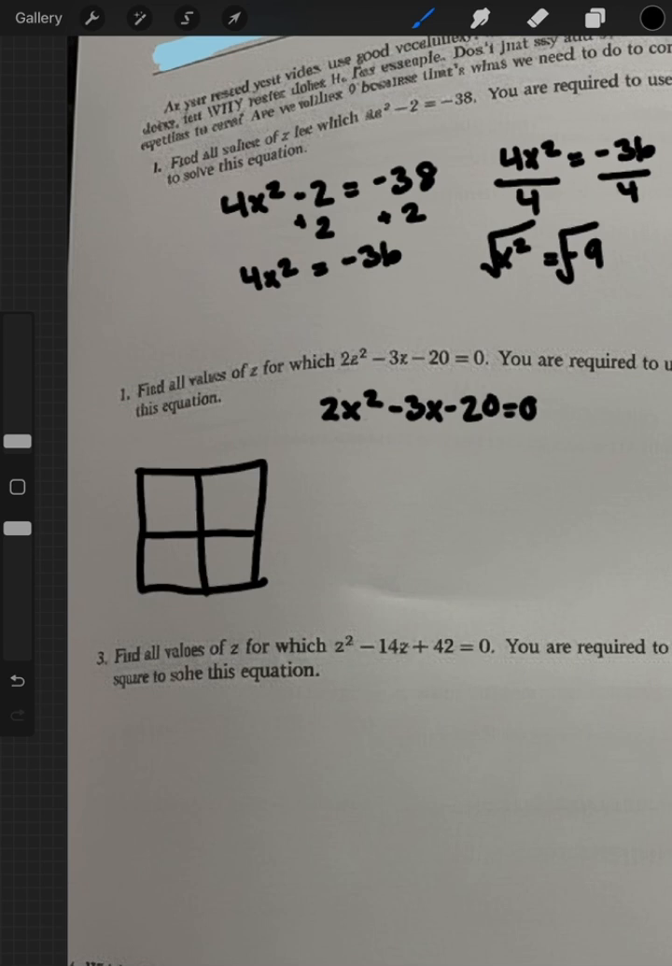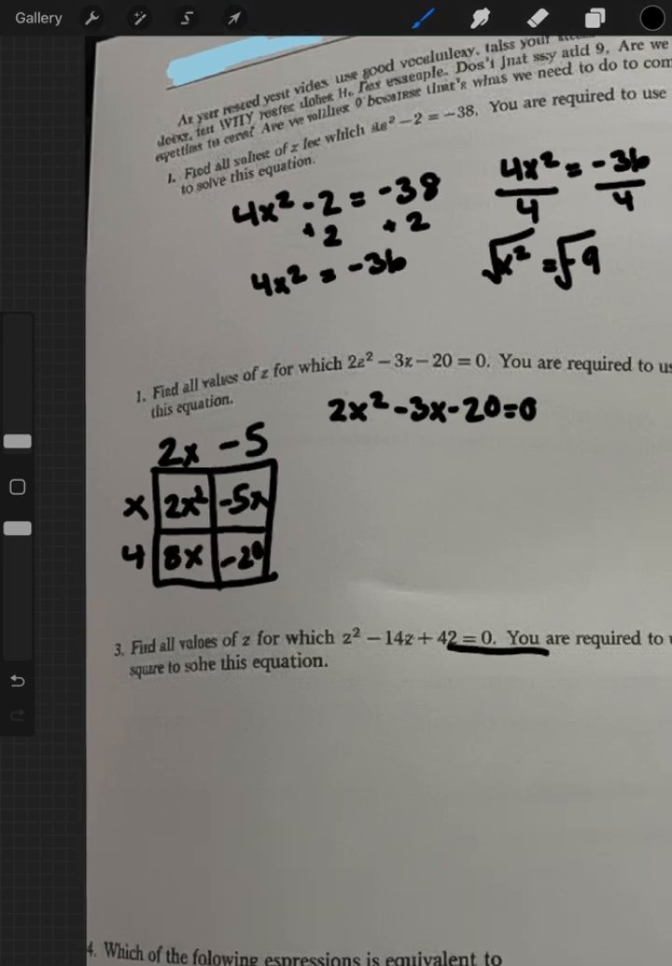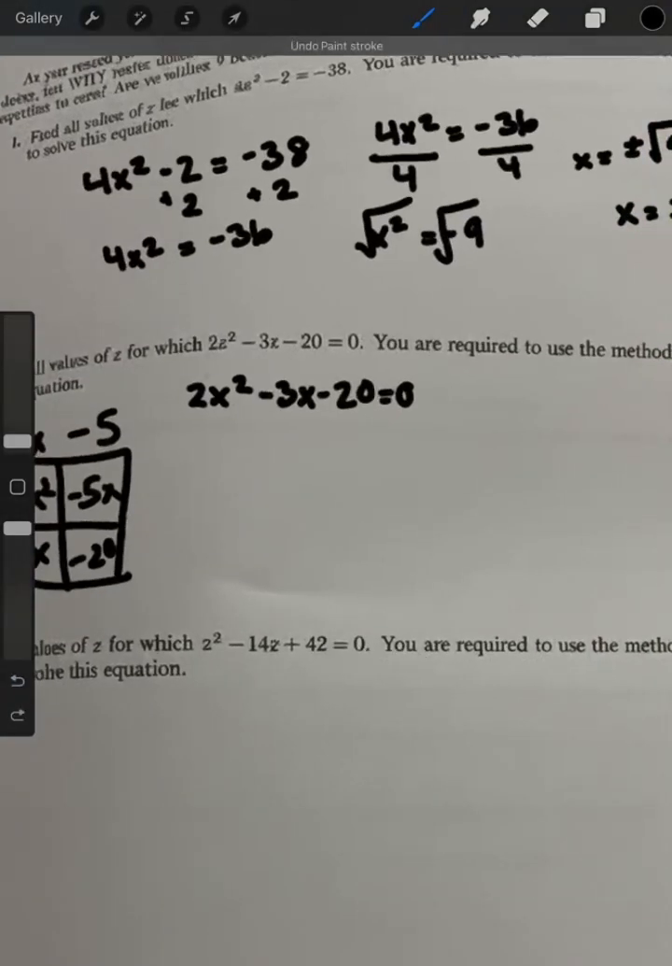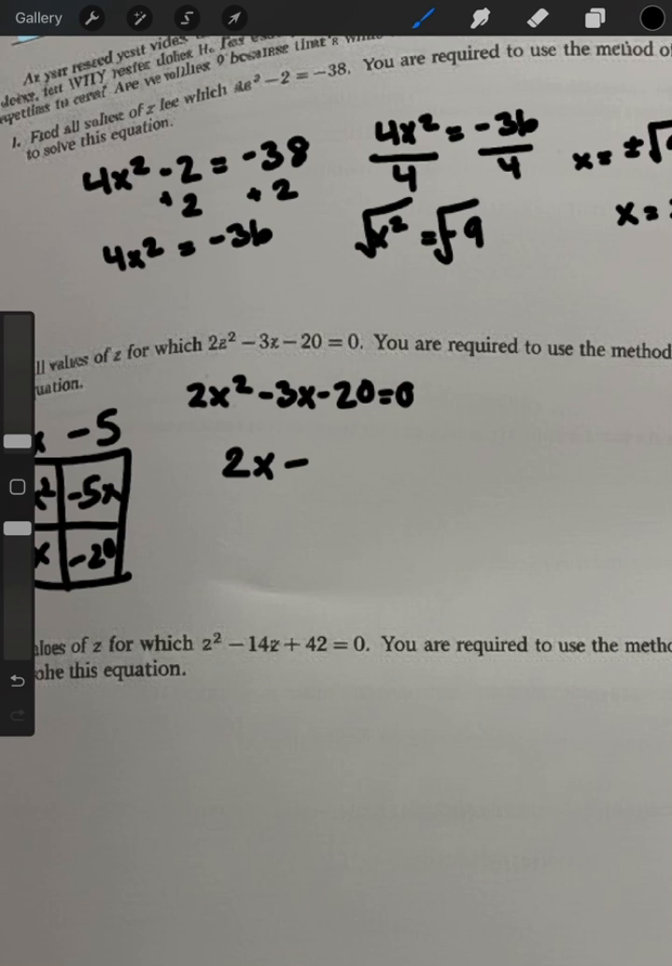To the box, I'm going to add 2x minus 5 to the top, and to the side I'm going to add x plus 4. 2x times x gives me 2x squared. 2x times negative 5 gives me negative 5x, and then 2x times 4 gives me 8x, and then 4 times negative 5 gets me negative 20. So now I want to find what x is equal to, so I'm going to make the equations equal to 0 and solve for x.